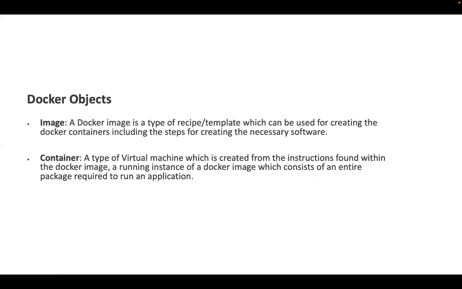So what are the Docker objects we're talking about? There are many objects, but we mostly talk about two objects, image and container. What is an image? A Docker image is a type of recipe or template. One second, guys.